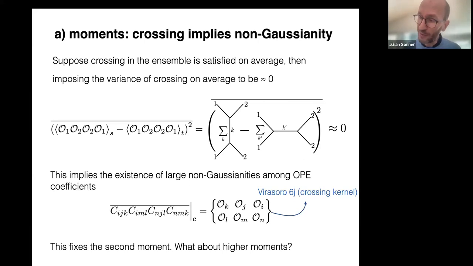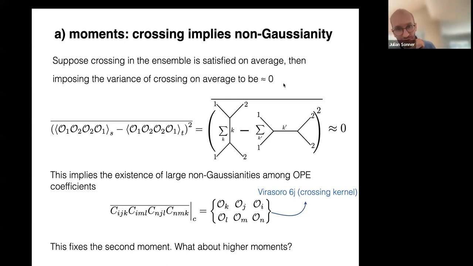Okay. Now, in order to know more about what every member of this ensemble does, and remember that for consistency, we needed to specify that the violation of crossing should be bounded by this T parameter. So let's look at the variance of crossing. It should be approximately 0. And here by approximately 0, this is like, up to the tolerance parameter.